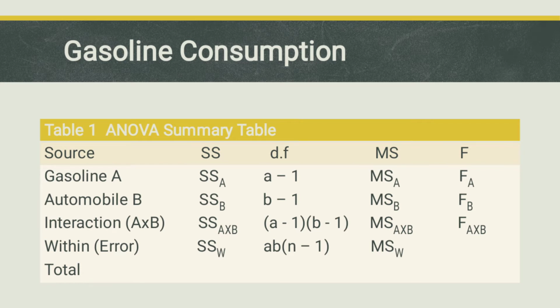For our degrees of freedom, the first factor has the formula A minus 1. For the second factor, B minus 1. For both factors, quantity A minus 1 multiplied by quantity B minus 1. Within error, we have AB multiplied by quantity N minus 1. For mean squares, we need to find the mean squares for factor A, for factor B, for interaction, and for error term or within group. Lastly, for F value, we need to find the F value for factor A, for factor B, and for interaction of both factors.